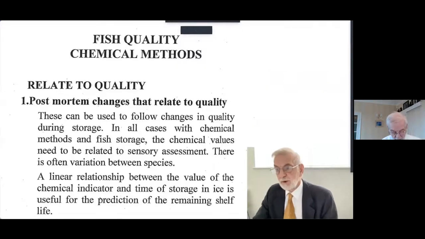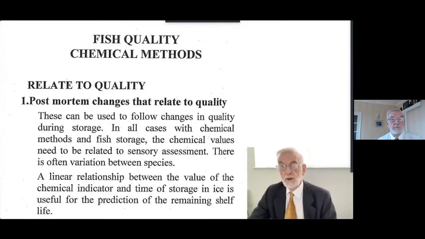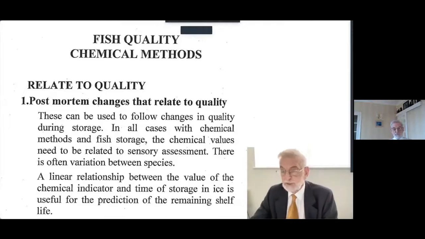In other words, by doing a chemical assessment, we can look at the change in the quality of fish during storage. Now, if you're doing a chemical method, it is very important that the chemical value has some meaning. In other words, you have to relate it to sensory assessment. This will often vary between species. So, if the fish you're studying has not got the chemical values already researched and reported in the literature, you have to actually do a sensory assessment with the chemical assessments.